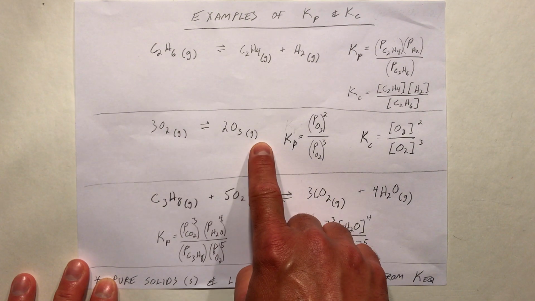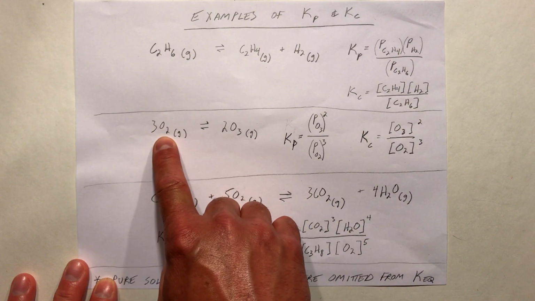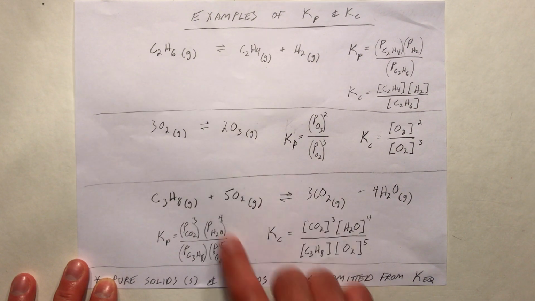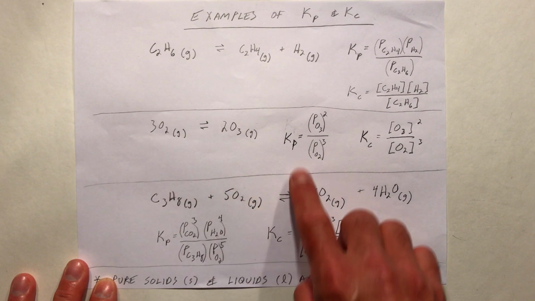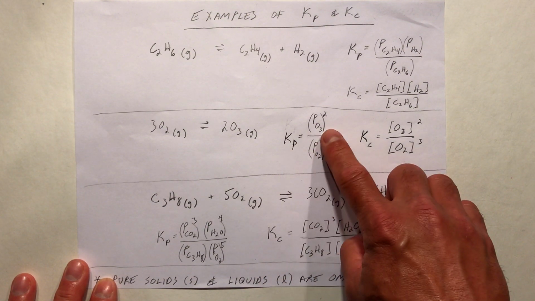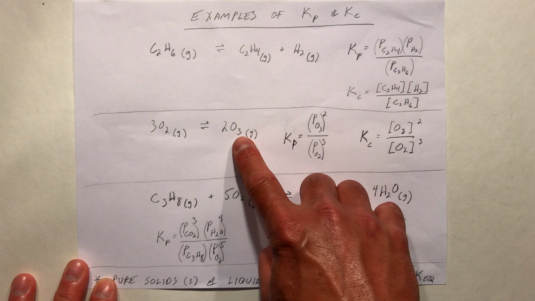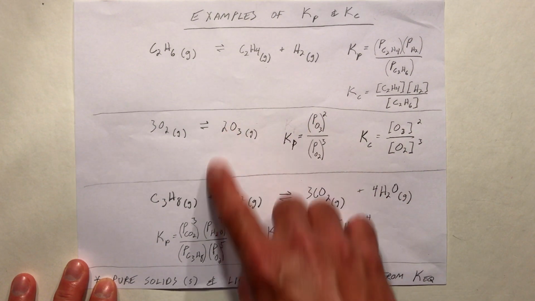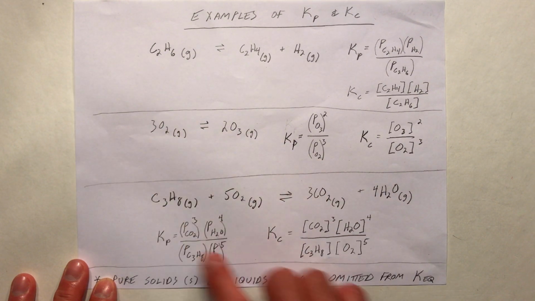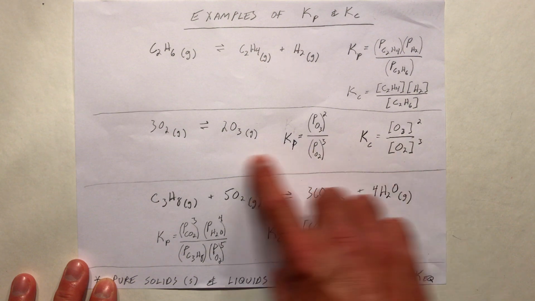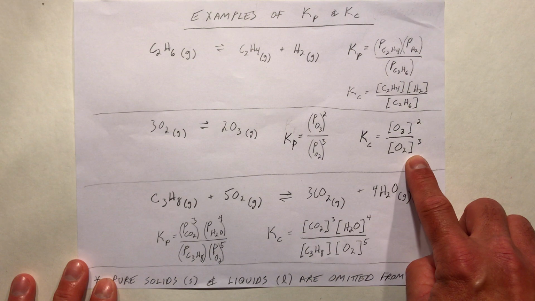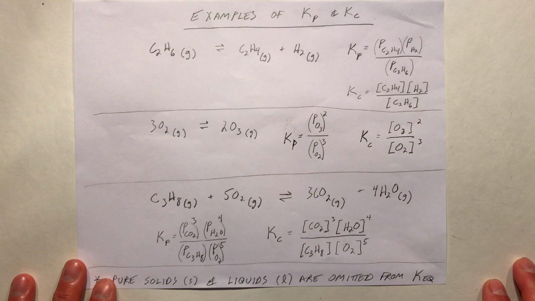Here's another reaction with gases. 3 oxygen molecules, O2, is in equilibrium with 2 ozone molecules, O3. Because they're both gases, we could say Kp, the equilibrium constant expressed with pressure, is equal to the partial pressure of O3, this product, raised to the second power because of the 2 coefficient, divided by the partial pressure of O2, this reactant, raised to the third power because of that coefficient. And here would be the same expression, but now we have concentrations instead of pressures.